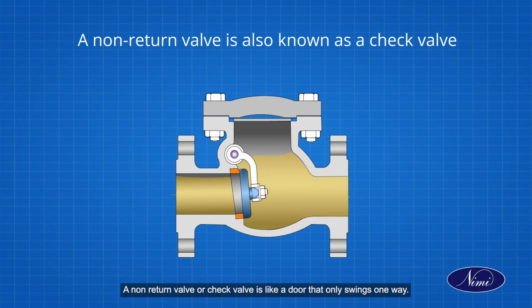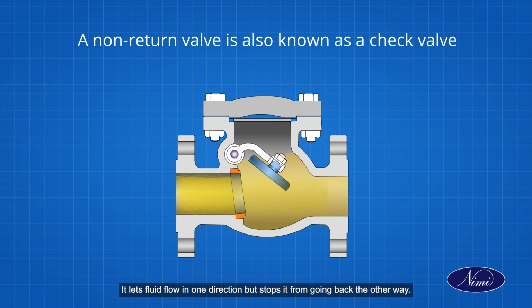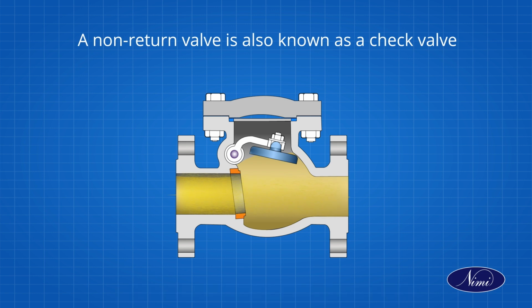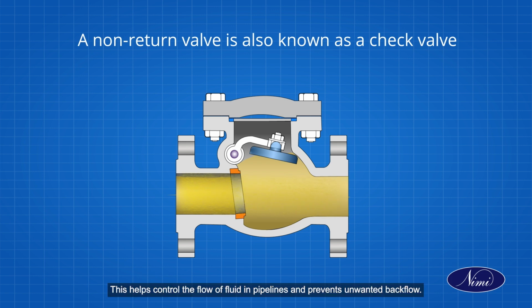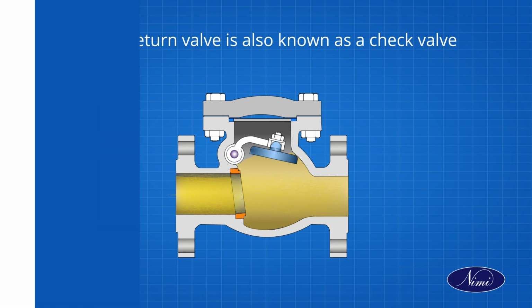A non-return valve or check valve is like a door that only swings one way. It lets fluid flow in one direction but stops it from going back the other way. This helps control the flow of fluid in pipelines and prevents unwanted backflow.